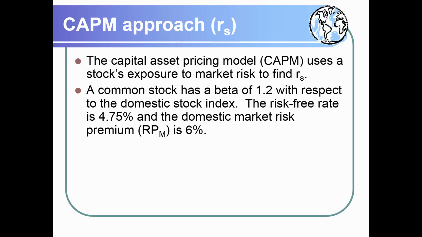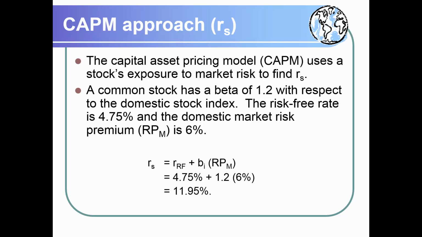Okay? So the capital asset pricing model uses the stock's exposure to market risk to find RS. That's what they do here. And how do they do that? Let's look at this example. A common stock has a beta of 1.2 with respect to the domestic stock index. The risk-free rate is 4.75 and the domestic market risk premium is 6%. So given that, what should be the cost of equity?